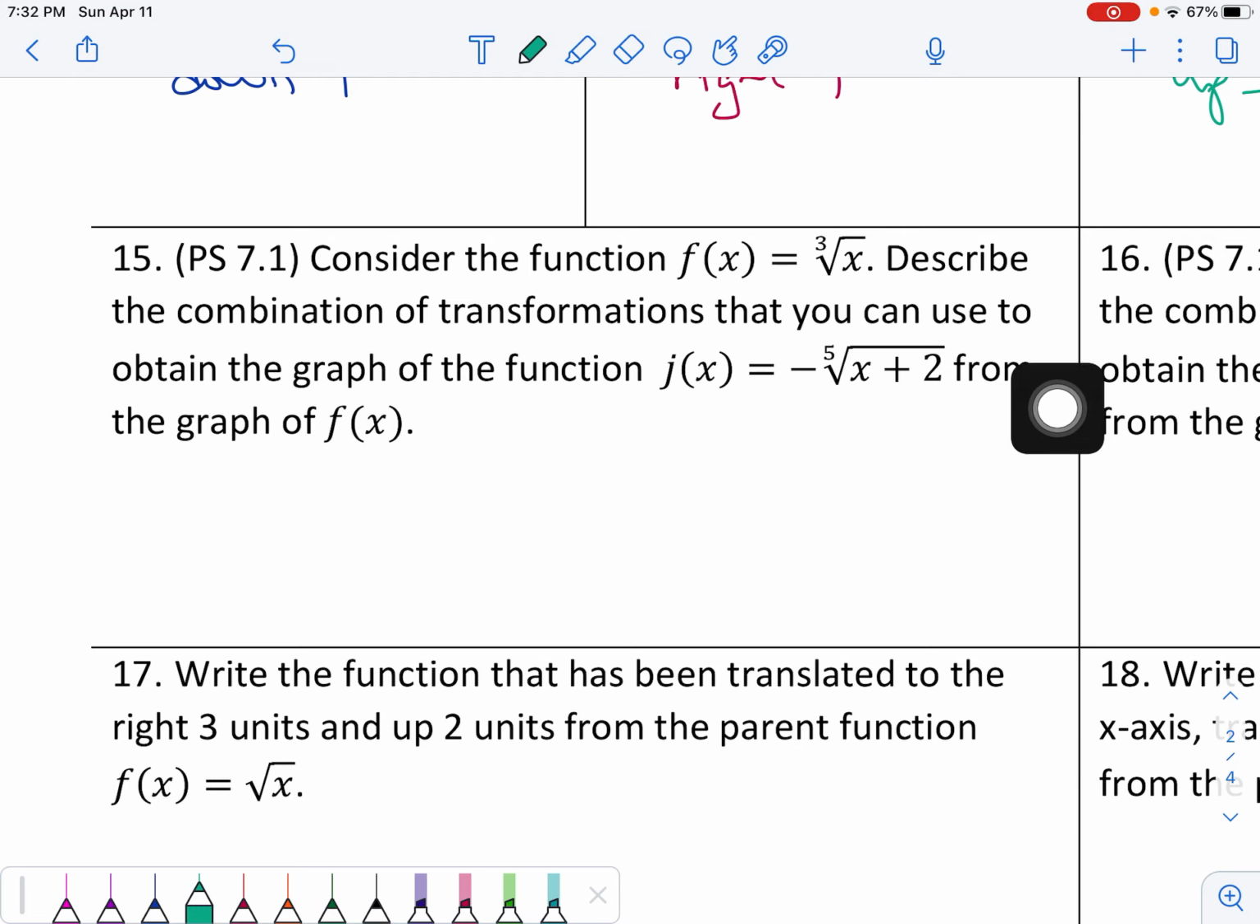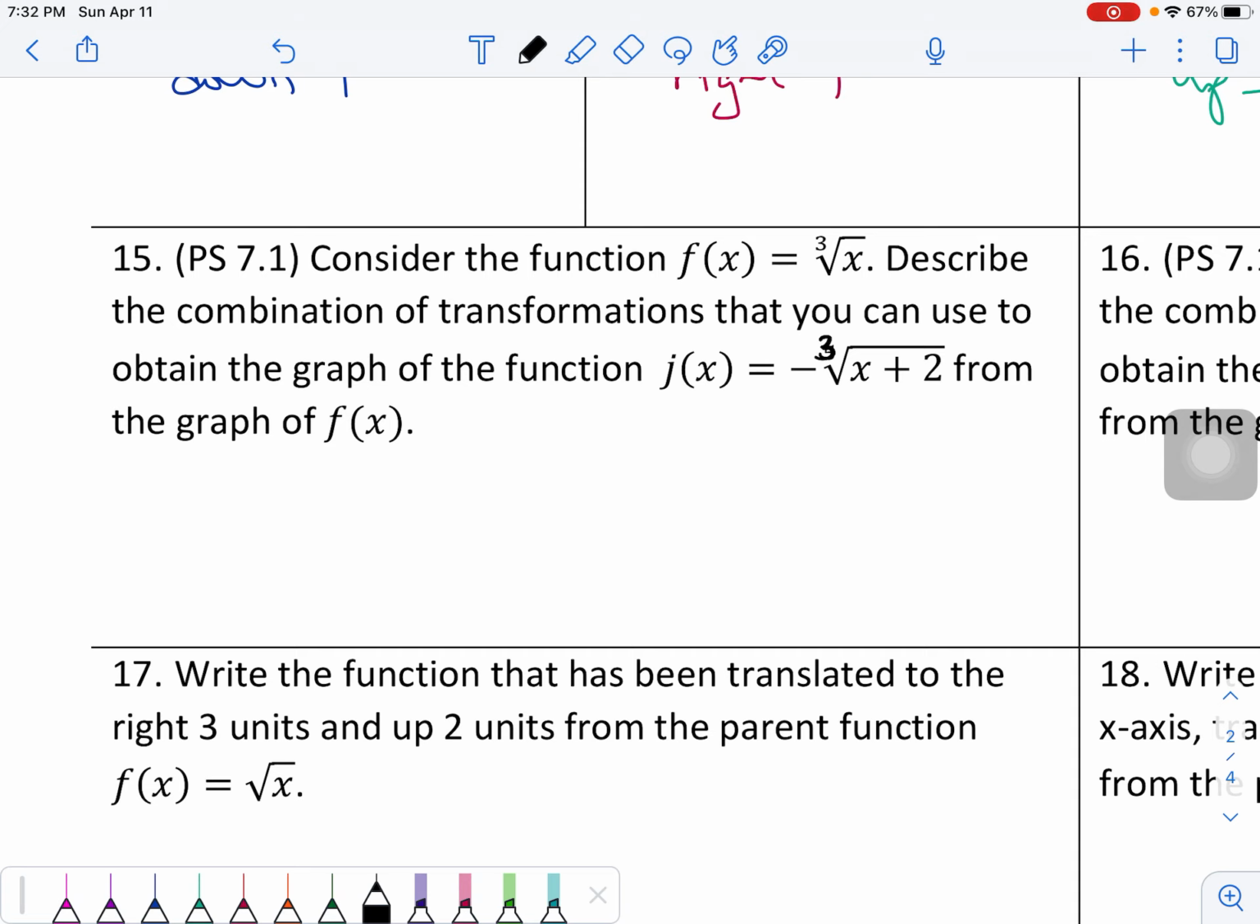The original function is the cube root of x. I can already tell you there is a small mistake here. I will fix it before I post the key. This should be a cube root as well. Changing the root is not a transformation. That's a total function change. So we don't want that.